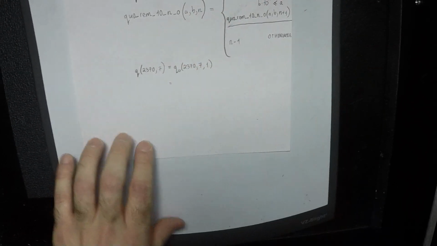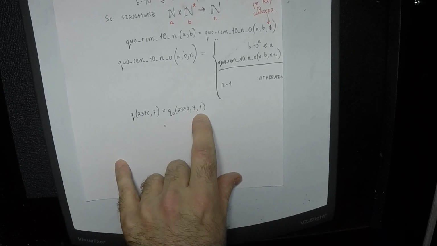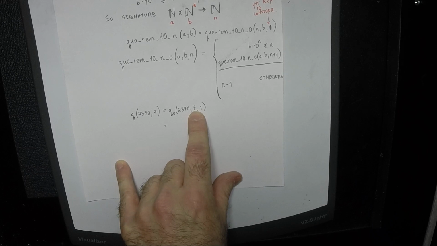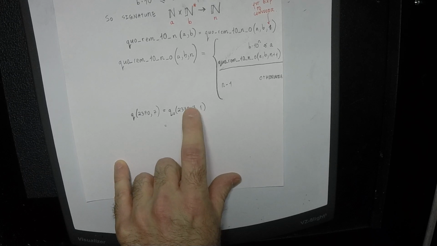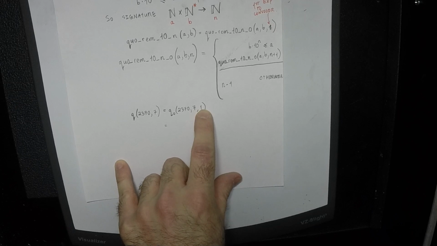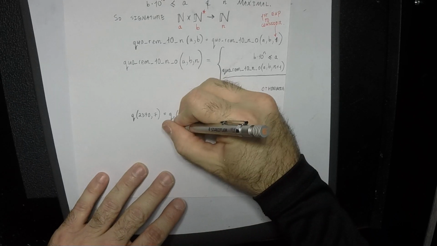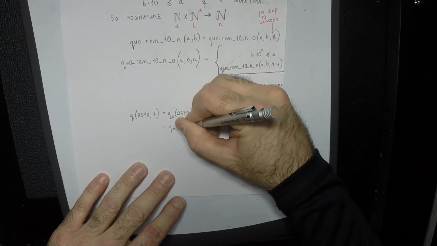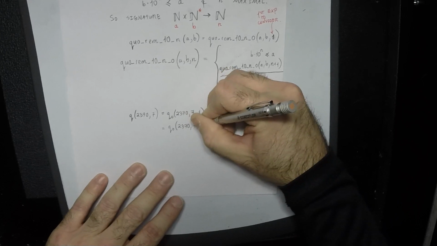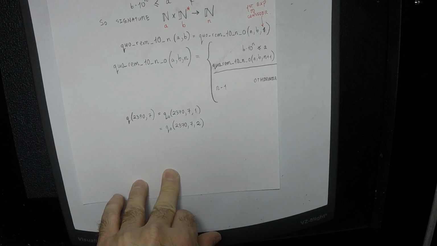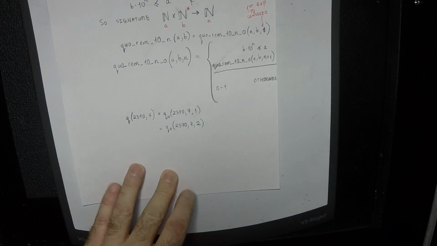So conceptually, this is asking the question, can you take away 70? Because that's 7 times 10 to exponent 1. 10 to exponent 1 is 10, and 7 times 10 is 70. The answer is yes, so there's more work to do. Then it will call 2370, 7, and 2. What question is this asking? Can you take away 700? And the answer is yes, you can take away 700.